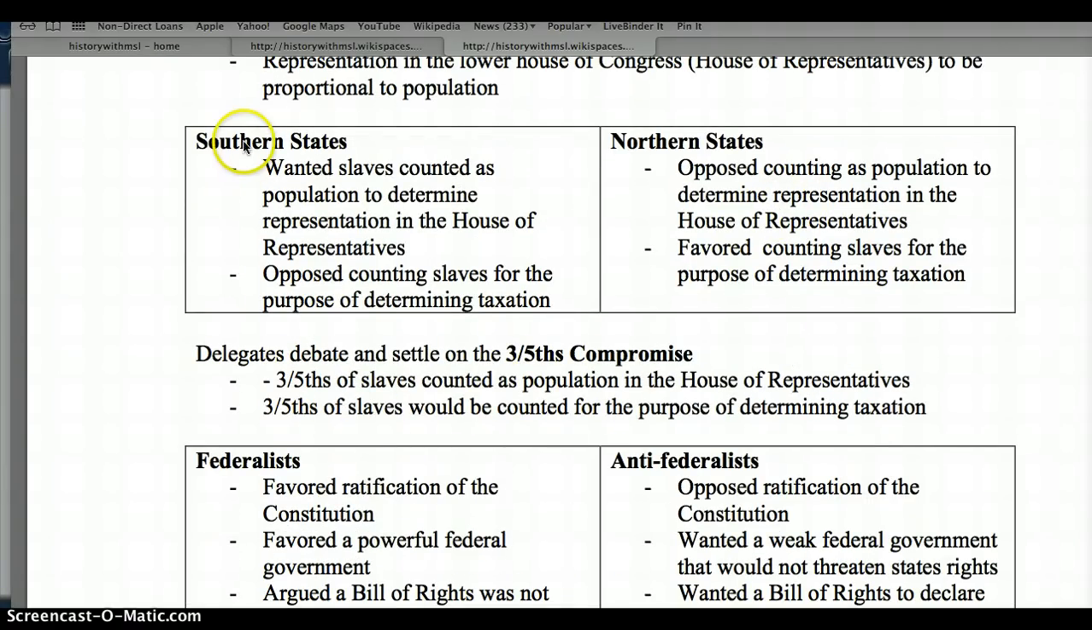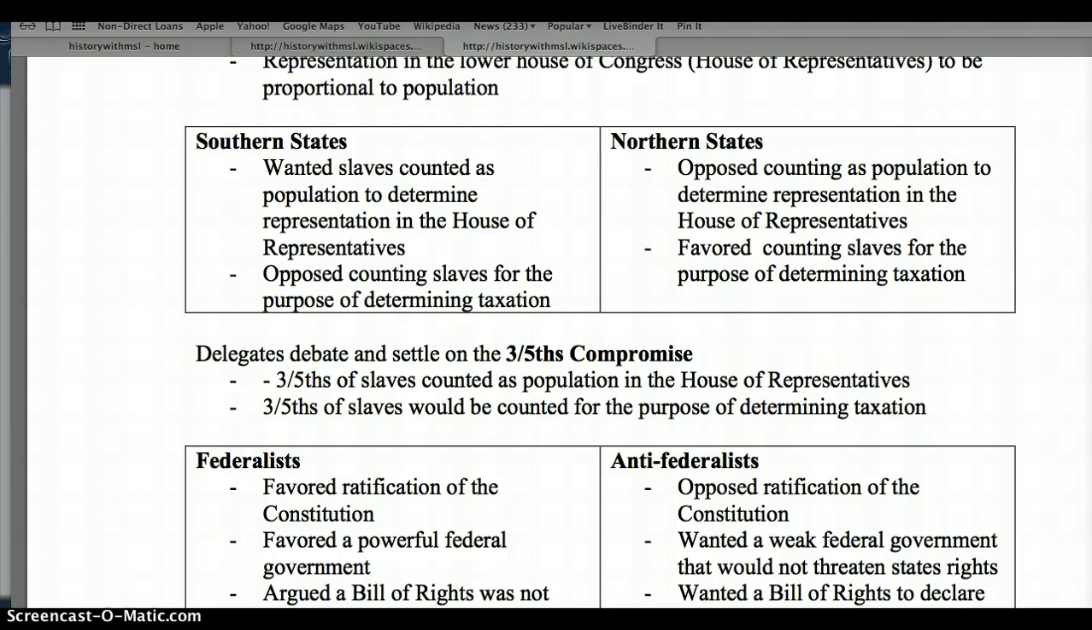Okay? The next one that you need to know is the 3/5 compromise. So here was the debate between the southern states and the northern states. And they came up with the 3/5 compromise, which said 3/5 of slaves counted as population in the House of Representatives, and 3/5 of slaves would be counted for the purpose of determining taxation.